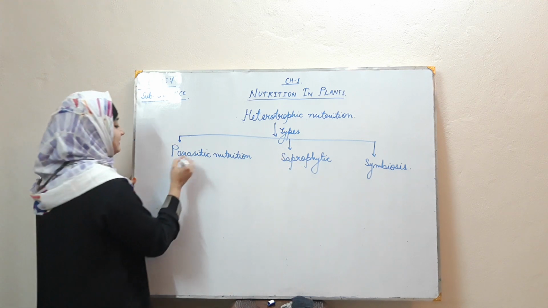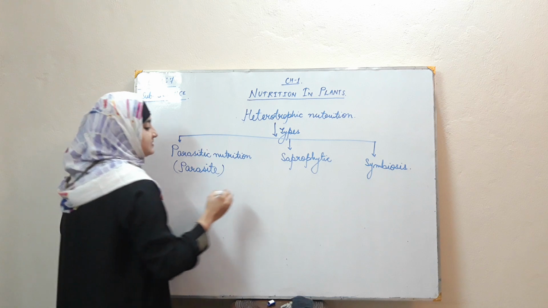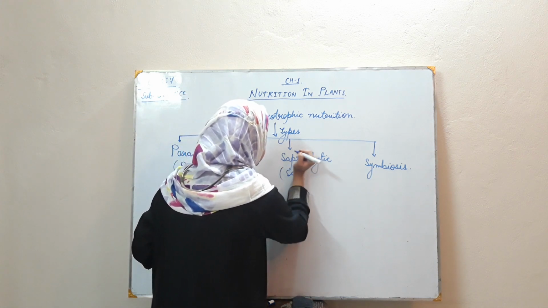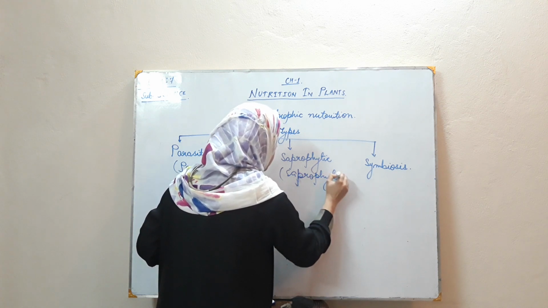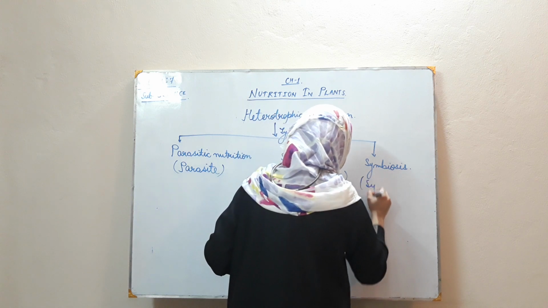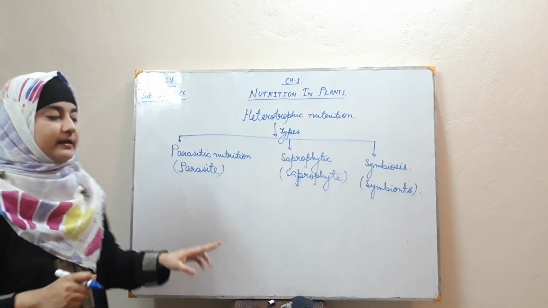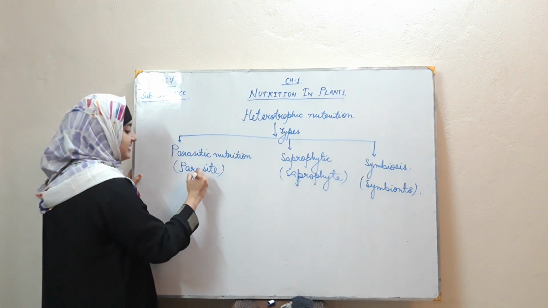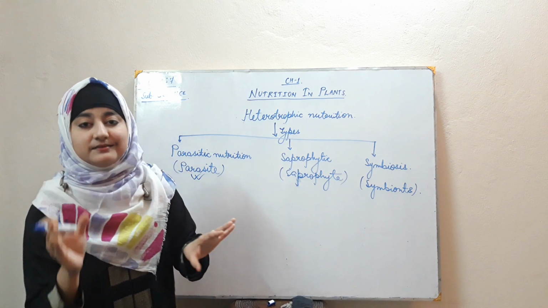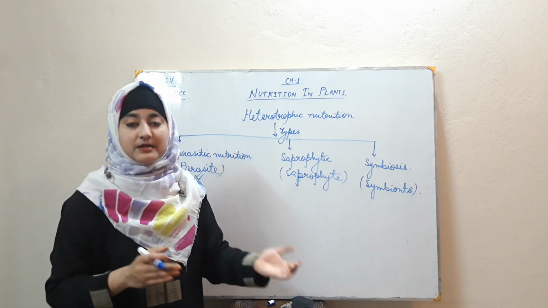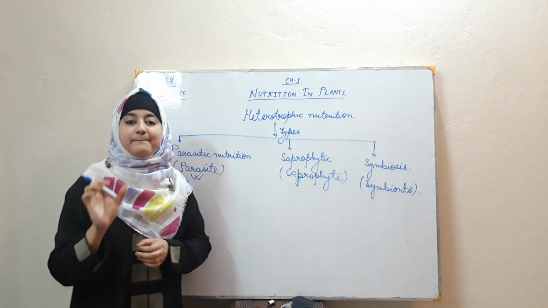So before moving on to parasitic nutrition, saprophytic nutrition and symbiosis, let's discuss the terminology: parasite, saprophyte, and symbionts. Okay, now see, what are parasites? These are the organisms which associate themselves with other organisms for deriving their nutrition and shelter. Okay, so these are the parasites.